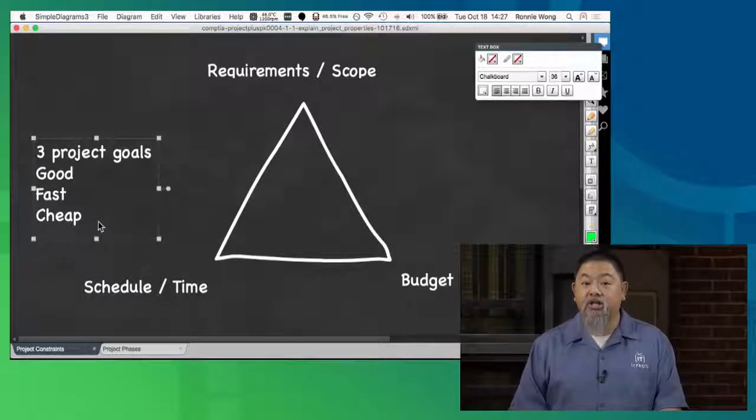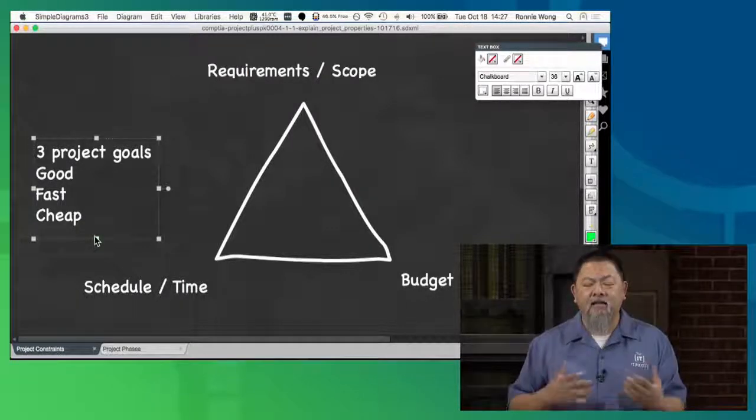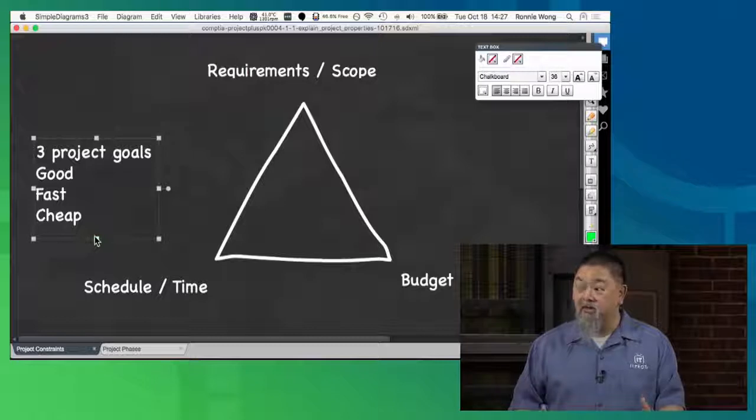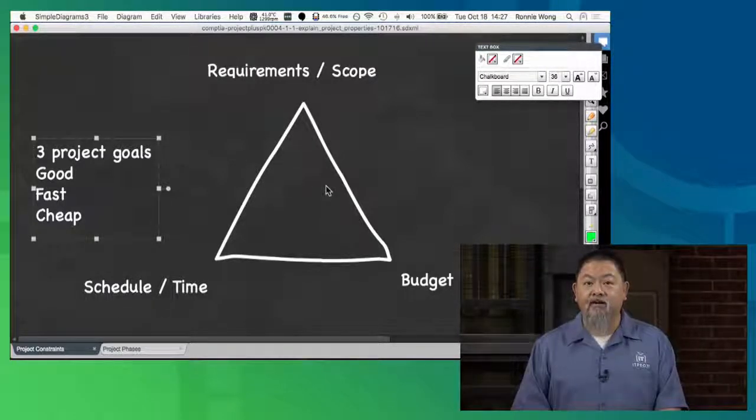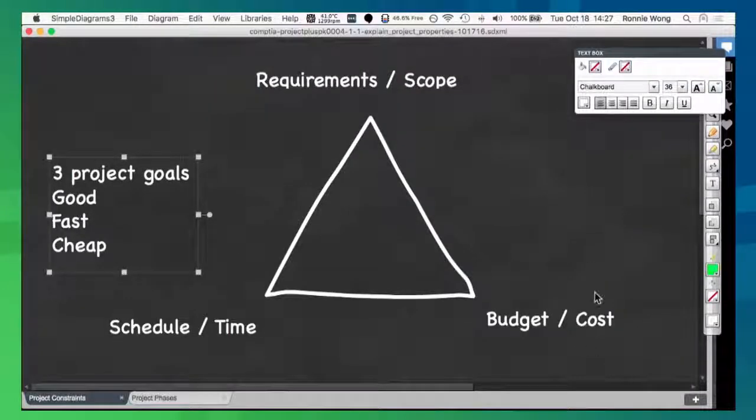If you want it to be cheap, guess what? You're probably not going to have good or fast. If you want it to be fast, you're probably not going to have good and cheap. If you want it to be good, you're probably not going to have fast and cheap. And when you talk about the idea of constraints, that's a very layman's term. In project management, we tend to put it in what we call a constraint triangle, in which we talk about time, scope, as well as cost, and we need to keep those things in balance.